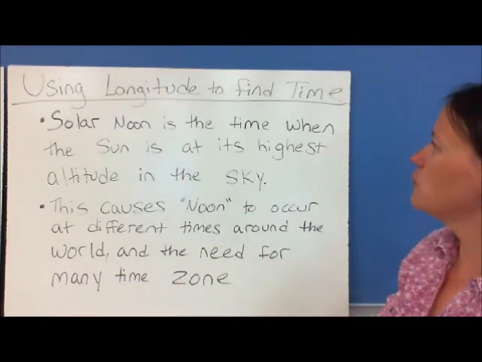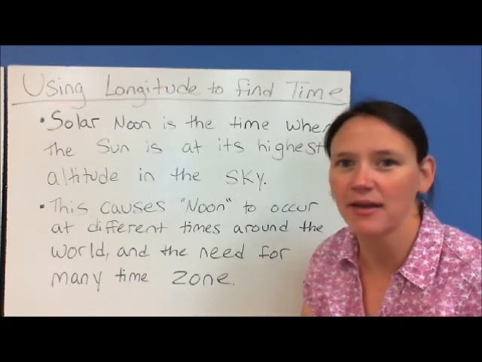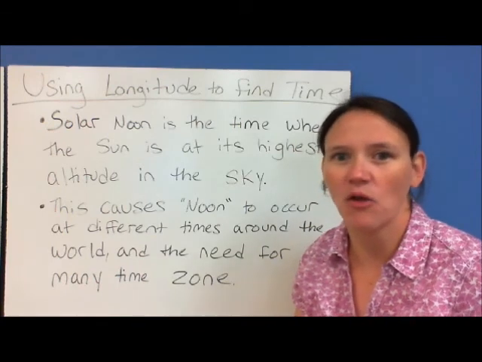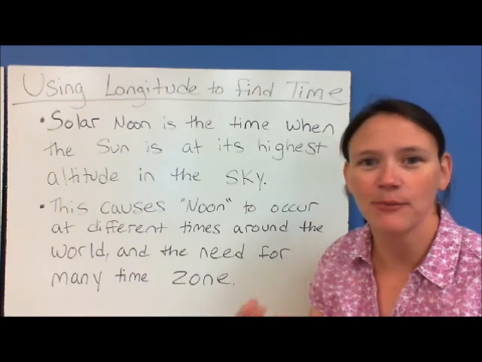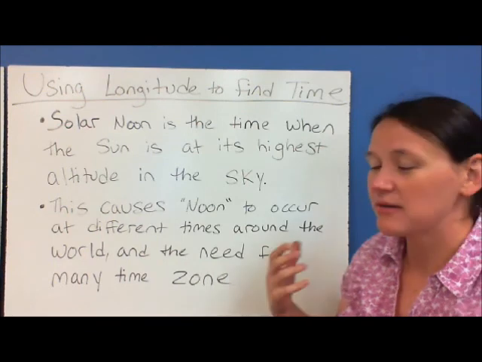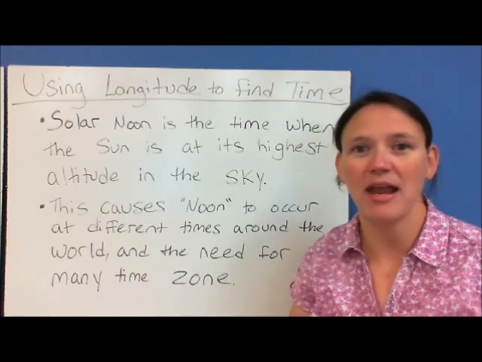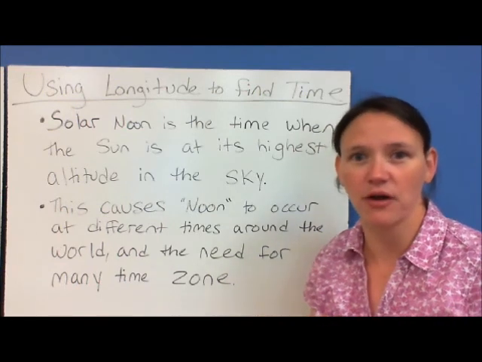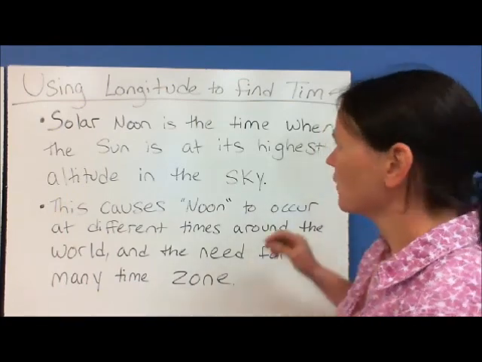Solar noon is the time when the sun is at its highest altitude in the sky. So when you look out at noon, that is the highest that the sun will be all day. This causes noon to occur at different times around the world, because the Earth is round. And that gives us a need for many different time zones. It wouldn't make sense for it to be 8 o'clock in the morning here when it's completely dark on the other side of the world. So they have different time zones to accommodate that.